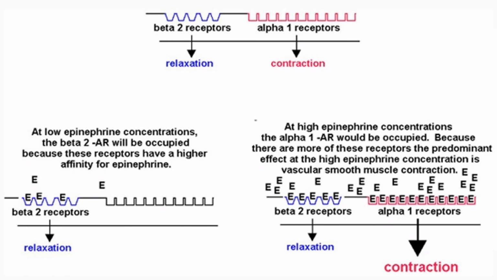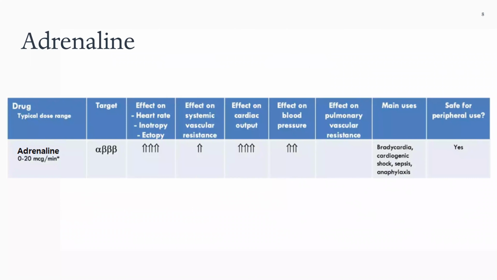At low adrenaline concentrations, it has a higher affinity for beta-2 receptors. Therefore, in lower doses, the beta-2 receptors will be occupied first. And then as we increase our adrenaline concentration, we will start seeing alpha receptor features. So they say you should never run your adrenaline below 0.05 mcg/kg/min. As you can see, adrenaline is more beta than alpha, with a bigger effect on heart rate, inotropy, and ectopy than on our systemic vascular resistance.